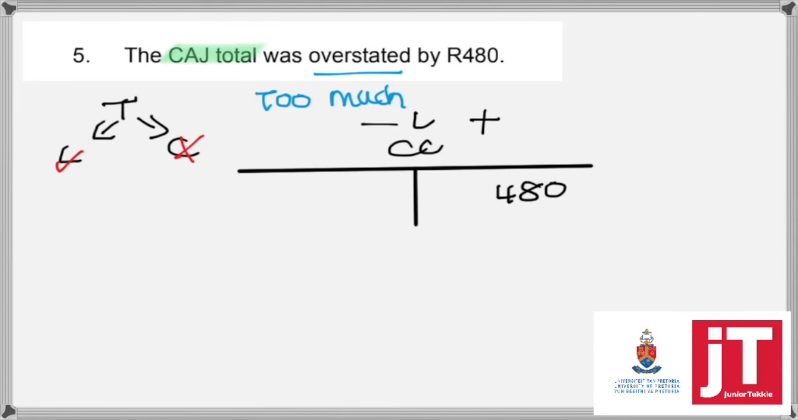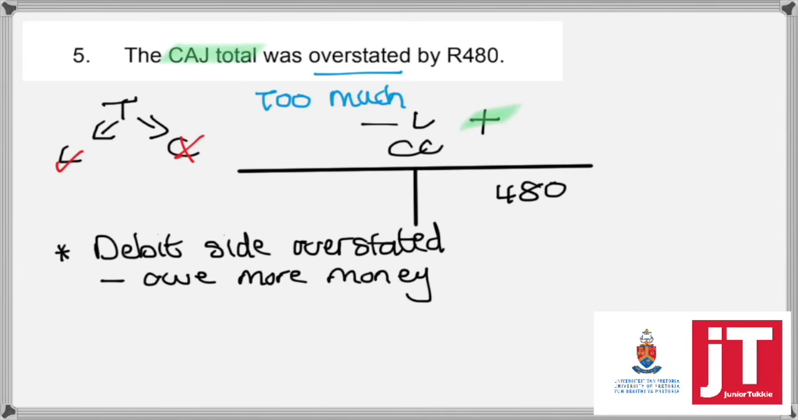Again, just what's happening here: the creditors allowance journal is returns to our suppliers, which means we owe them less money. And we have overstated that amount by 480. This means we owe them more money because we overstated our returns. The debit side overstated means we owe more money.